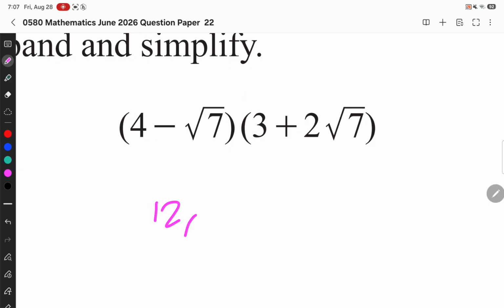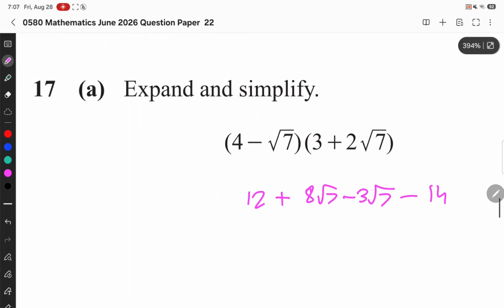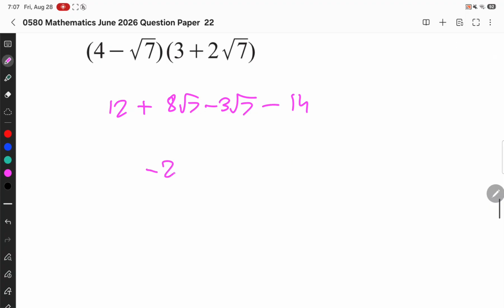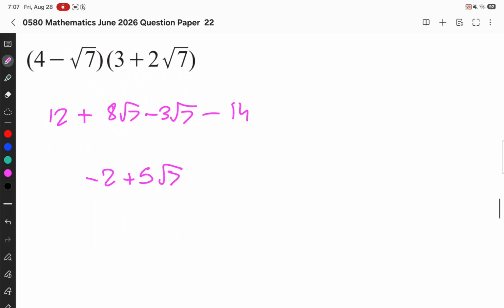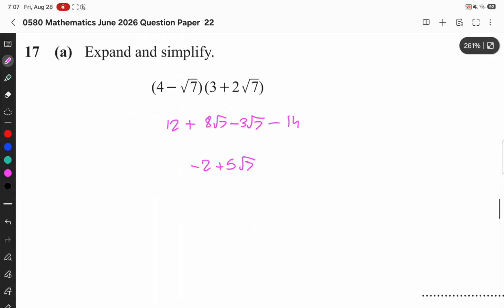Expand and simplify. We can do this. 12 plus 8 root 7 minus 3 root 7 minus 14. This is negative 2. This is plus 5 root 7. Yeah, correct.